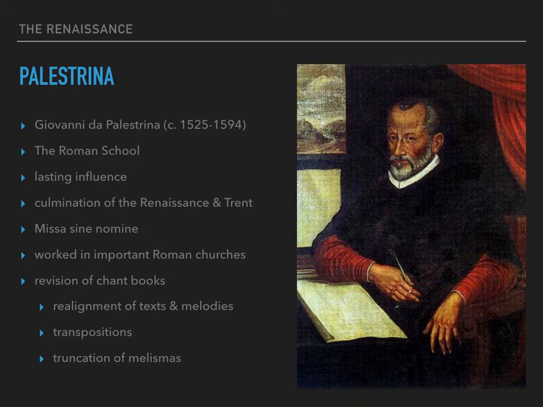Now, in a couple of classes, we'll talk about the way that later people wanted to go back to the original chant. But this is Palestrina's work, because the Council of Trent, the Council Fathers, had asked him to revise the chant, to realign the text and the melodies, to transpose them, to make them more singable by the people, and shortening a lot of those long, long melismas.